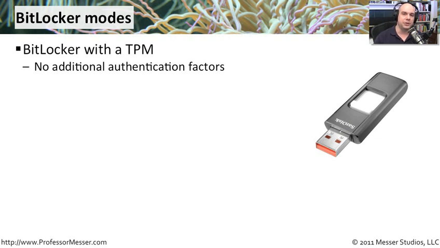BitLocker isn't one of these things where you just turn it on and it works. There's a lot of moving parts under the hood, and there are a lot of different ways to configure BitLocker. When you configure BitLocker and you have a TPM in your computer, then you're able to configure a mode called BitLocker with TPM. And in this mode, you don't need anything else to authenticate yourself when your computer starts up. It simply recognizes the TPM and it uses BitLocker.